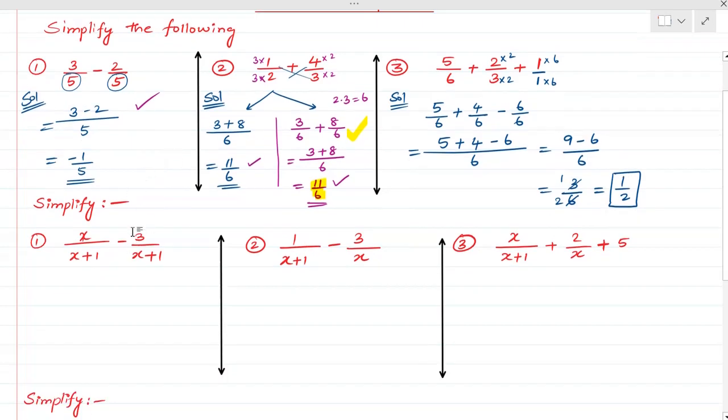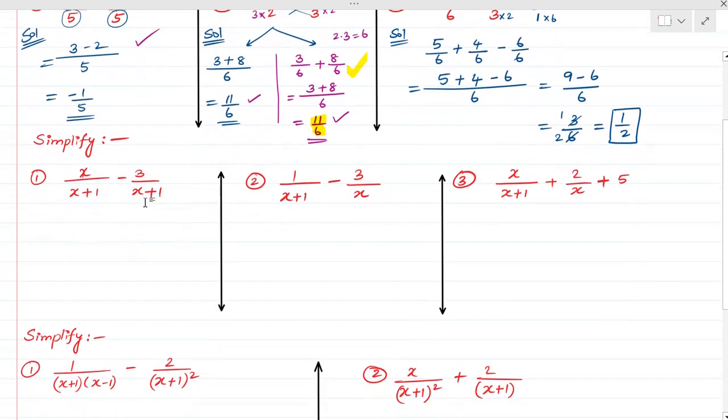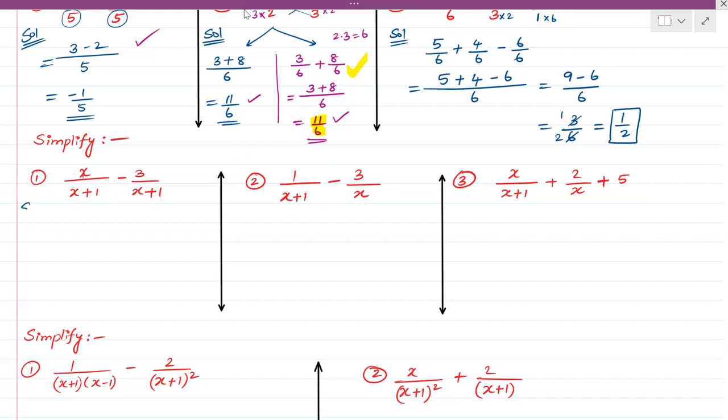Now we will have the rational expression with x. How will you solve? In the first problem, since the denominator is the same, there is no need to multiply anything. I directly write it as x plus 1. So just add the numerators. What is the numerator? x minus, therefore minus, which is 3. So the final answer will be x minus 3 over x plus 1. So this is the final answer.